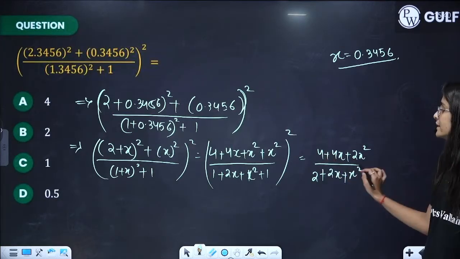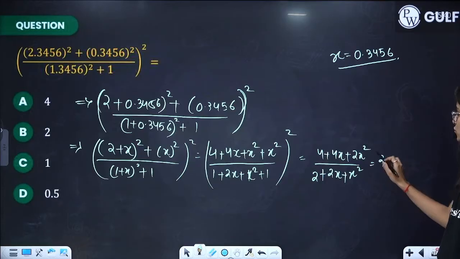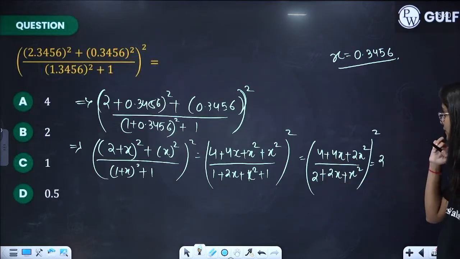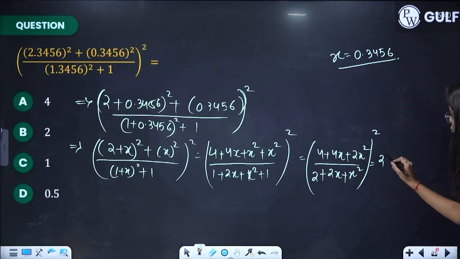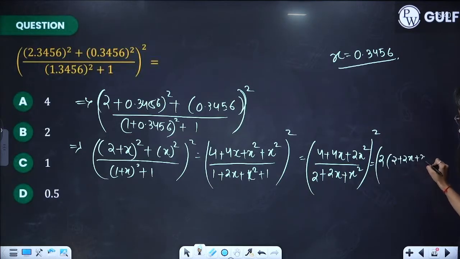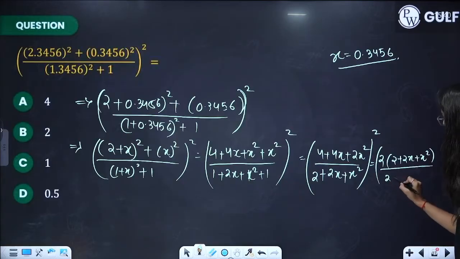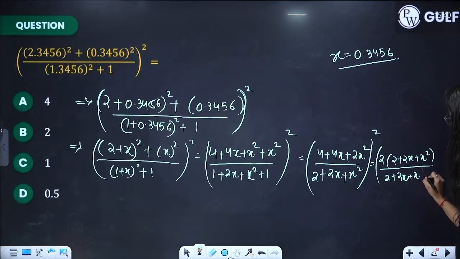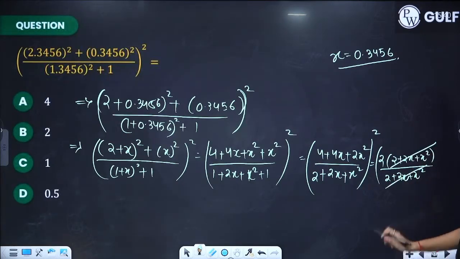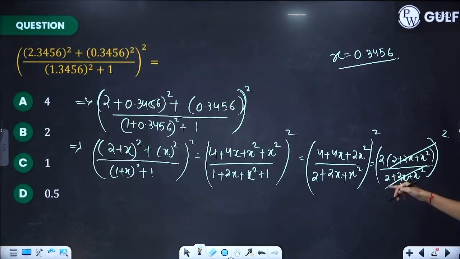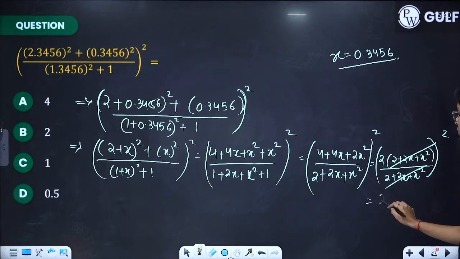See, from the numerator, can I take 2 common? If I'm taking 2 common, we still have square over here, whole square over here. Taking out 2 common, I'm obtaining 2 plus 2x plus x square, 2 plus 2x plus x square. I can straight away cancel it out, because it's in multiplication with 2. Now I'm just remaining with 2 square, wherein my answer would be 4, which is my option.